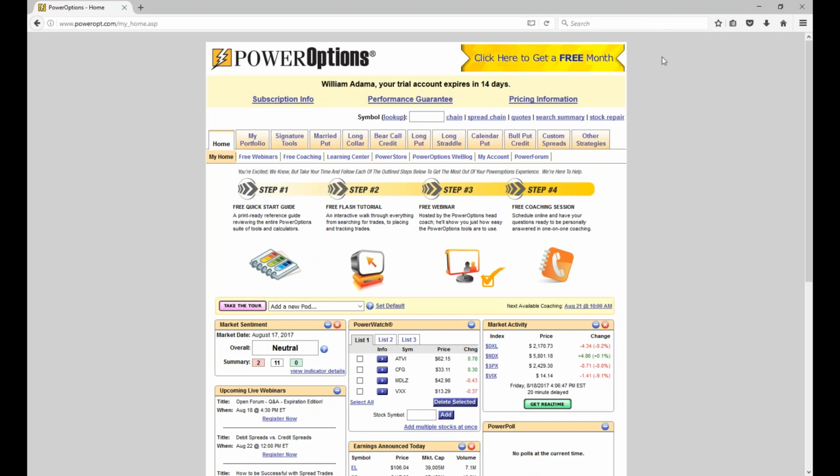All right, so everyone should be seeing the Power Options tools now. Fantastic. Okay, so we do have a couple of questions that have already come in.